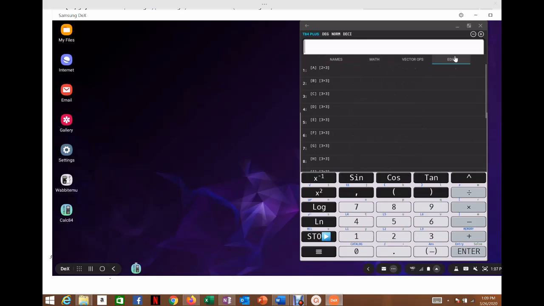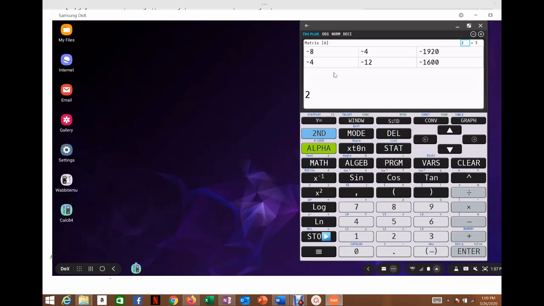I'm going to select edit. You can edit any of your matrices. Usually I pick the first one. Alright, so matrix A actually has my matrix in it with the negatives because I was practicing earlier. The biggest thing is make sure your matrix is the right size. So up top, make sure it's got 2 rows and 3 columns. And then input your values.